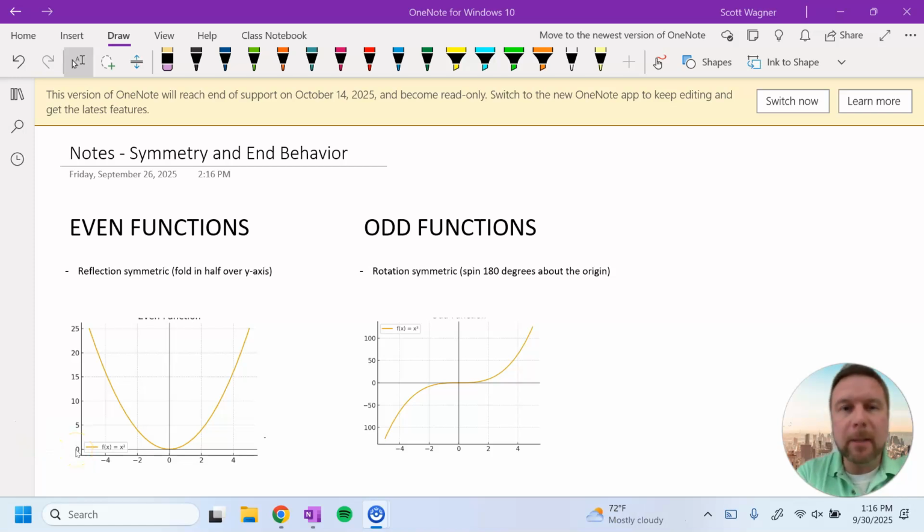Hey everybody, these are the notes for lesson 3 from unit 2, where we're going to deal with symmetry and end behavior. So make sure that you're all set to take some notes. Pause if you need to, rewatch, and let's get rolling here.